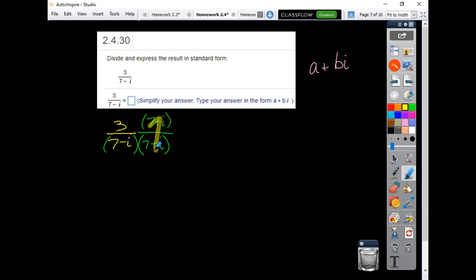If I'm multiplying this and this is 1, anything times 1 is still itself. It might look different, but they're equivalent. So I'm going to multiply by 7 plus i over 7 plus i, because that'll take that denominator and turn it into, a lot of times, even an integer, but at least it'll be a real number instead of imaginary. All right, so let's see what happens here when we do that.